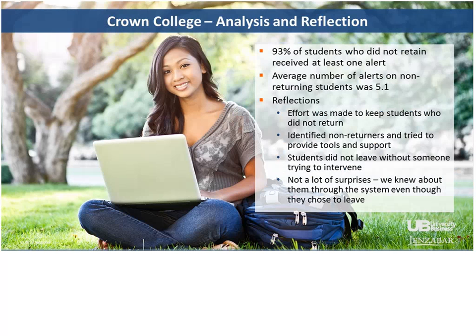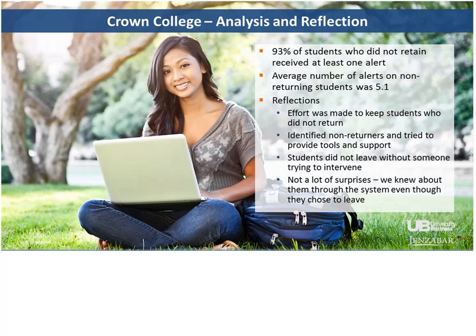So this slide and these numbers are probably what I'm most excited about, and that is that students who did not come back for the spring is not because we did not make an effort to keep them. Certainly, we're not going to keep all students on campus. Not everybody's a fit for Crown. We don't necessarily have all the majors that some students want. Students leave for various reasons, but 93% of the students who did not come back received at least one alert.